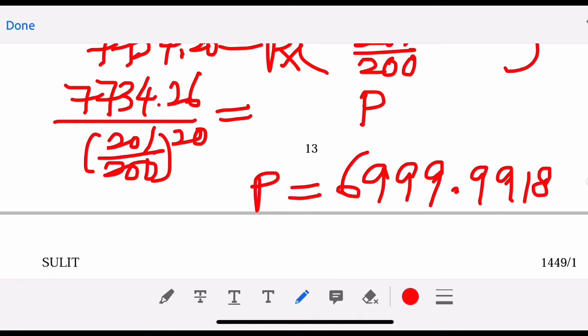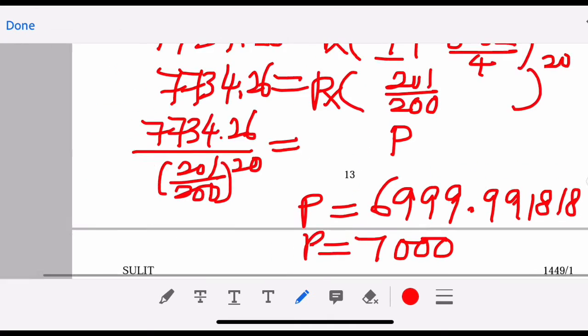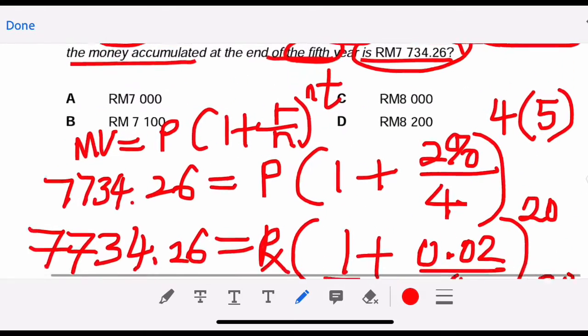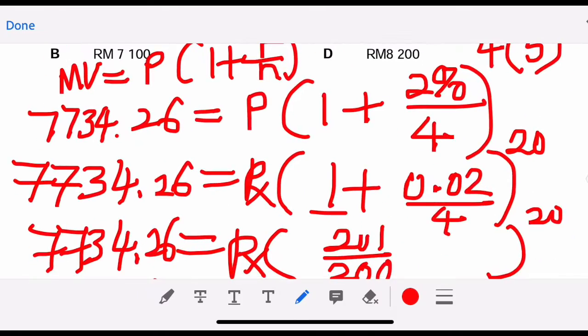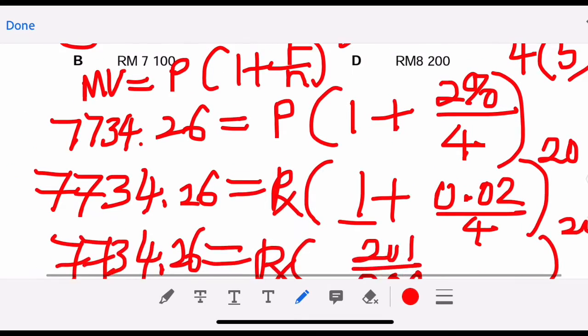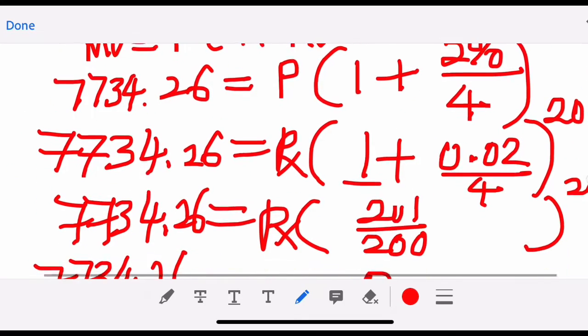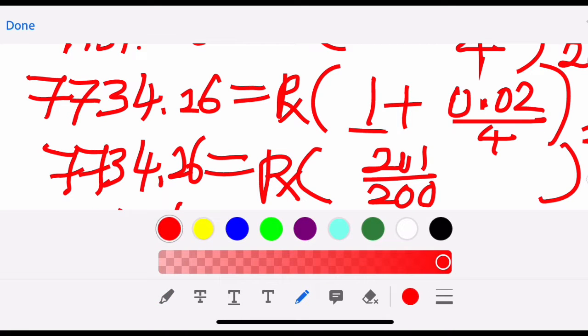So your answer is 6999.9918. So normally we can round off to 7,000, right? To the nearest ringgit. So the answer for this question is A for question 22. Got it? Make sure you memorize the formula for maturity value. And then you substitute. When you substitute, you have to follow what I say. You have to simplify first before you press the calculator.